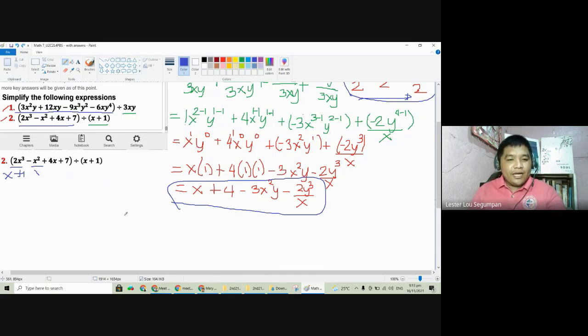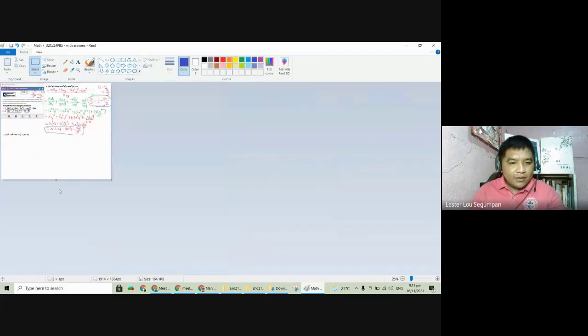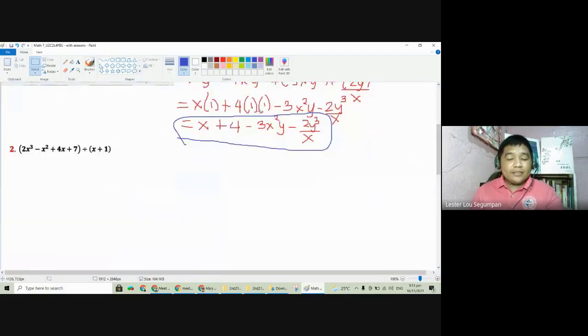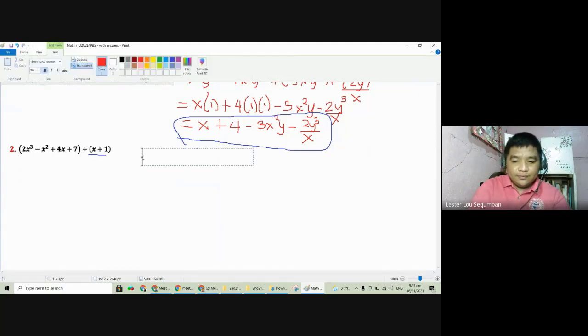Before we could proceed to the proper step for number 2, let me move this down to have it separate space. And let me increase the spaces here at the bottom, so that we could have more scribbles. The right process to be followed when we are dealing with the division of polynomials with a binomial divisor is the process of long division. Again, long division.